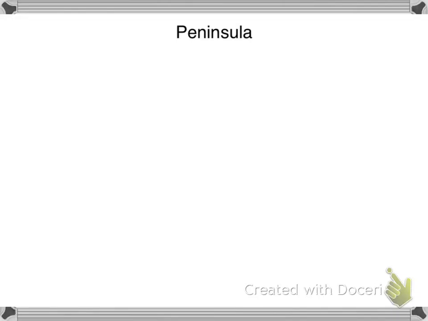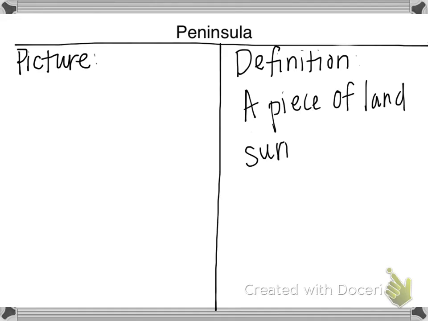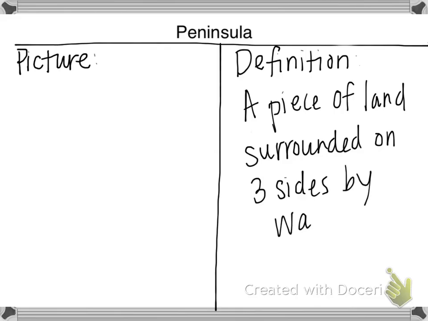Okay, so the first word that we're going to talk about today is peninsula. The definition of a peninsula is a piece of land that is surrounded on three sides by water. So again, a peninsula is a piece of land that is surrounded by water on three sides.